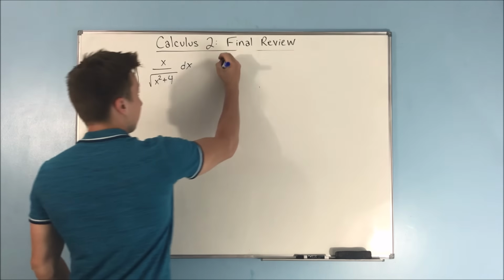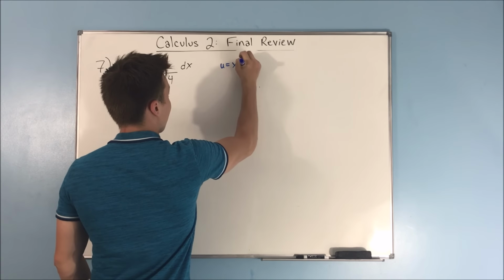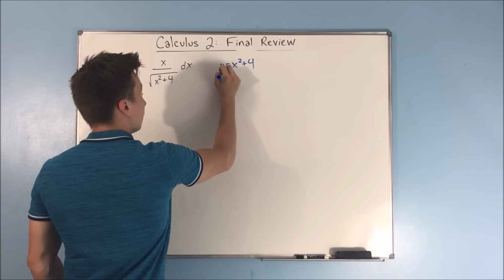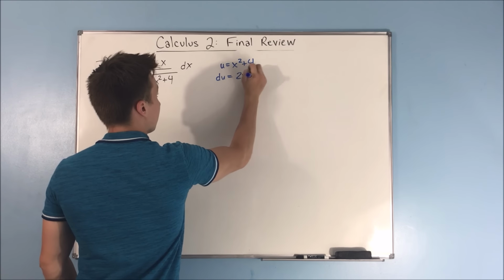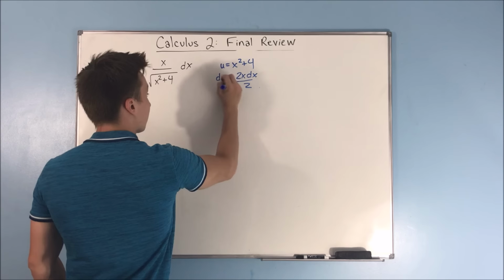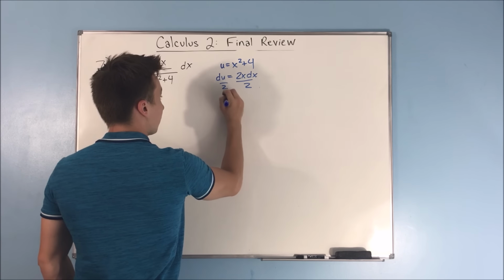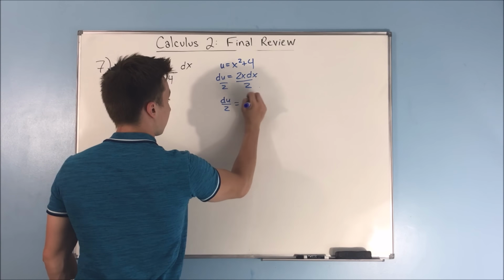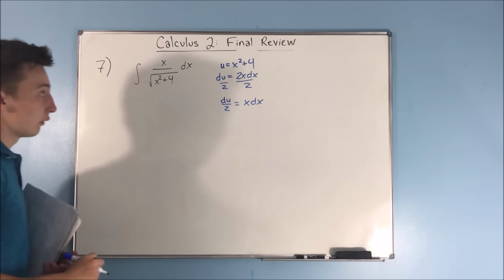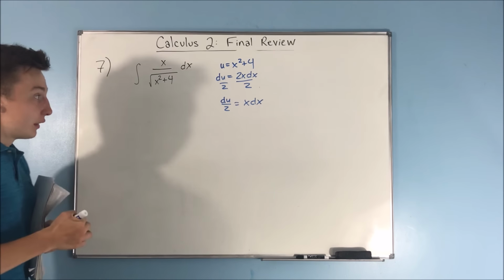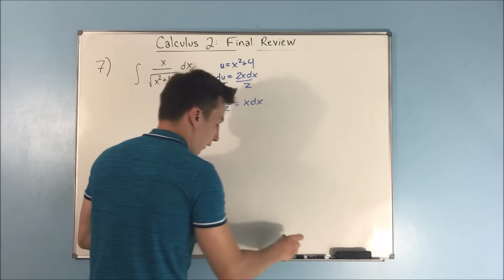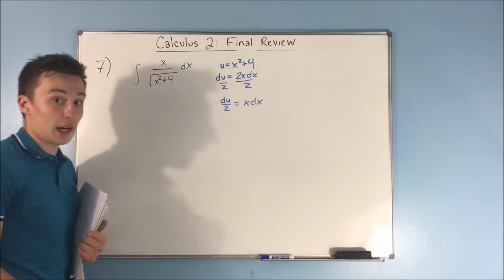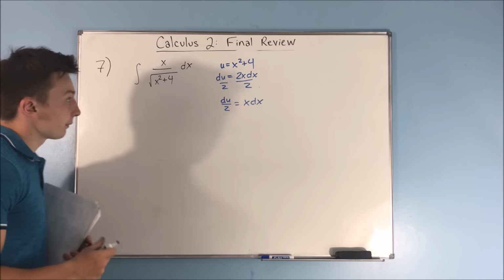If you set u equal to x squared plus 4 here, you get that du is equal to 2x dx, and you can divide by 2 on both sides to get that du over 2 equals x dx. Okay? So definitely beware of a Calc 1 integral hiding in a Calc 2 test.